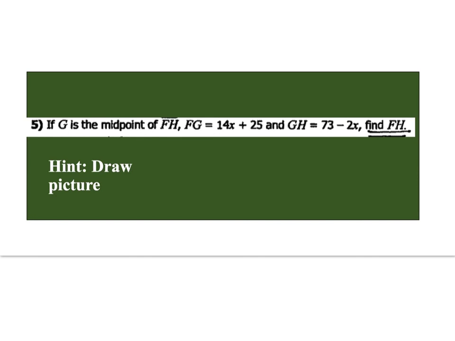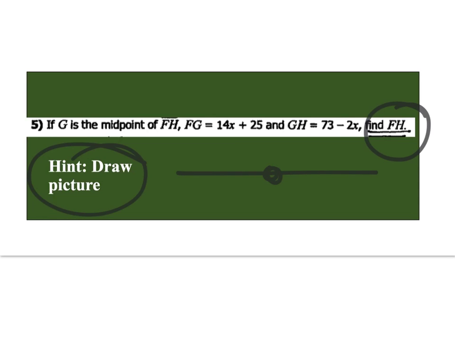This question is slightly different. Pay attention to the end. It says find FH. We talked about earlier, FH is the distance from F to H. So we are definitely going to have to do what? Solve for X and go back and plug it in. What do you do when you don't know what to do? You draw a picture. So here we go.